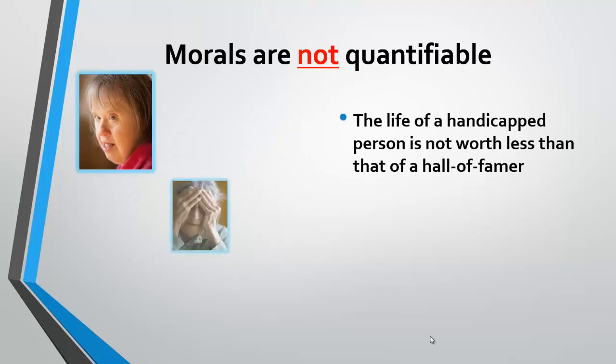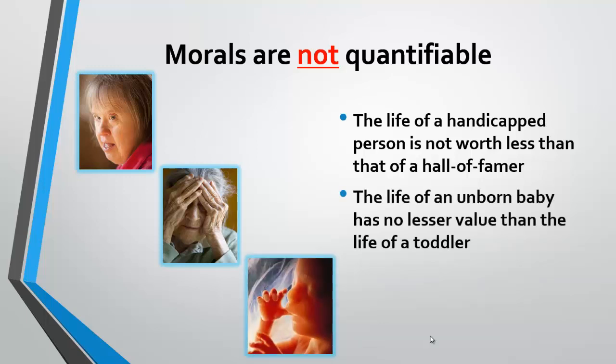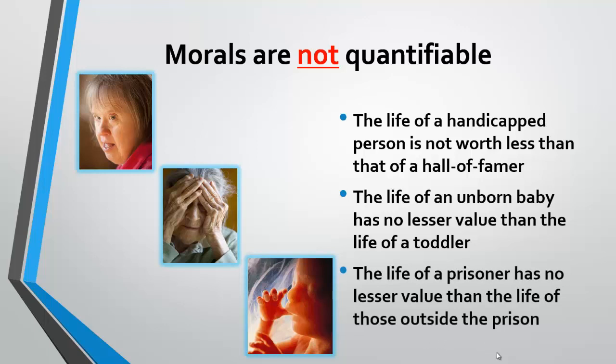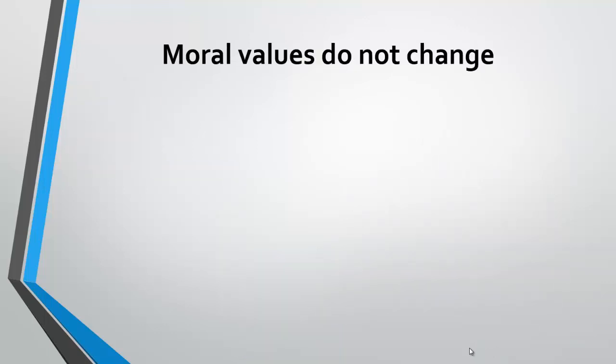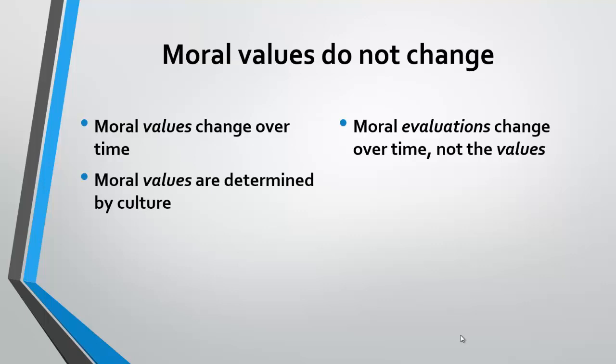The life of a handicapped person is not worth less than that of a Hall of Famer. The life of an unborn baby has no lesser value than the life of a toddler. The life of a prisoner has no lesser value than the life of those outside the prison. Morals are non-quantifiable entities. Some might say, yes, but moral values change. They change over time. I would say it's not the values that change, but our moral evaluations. They do change over time.